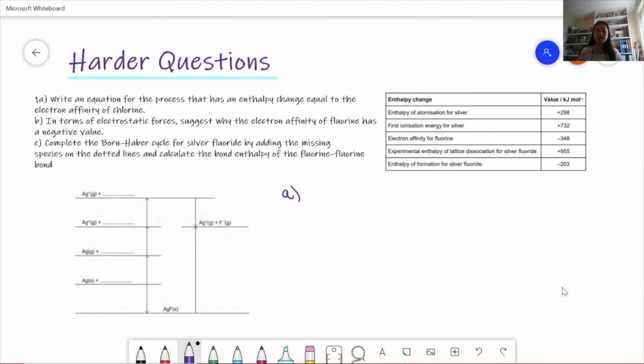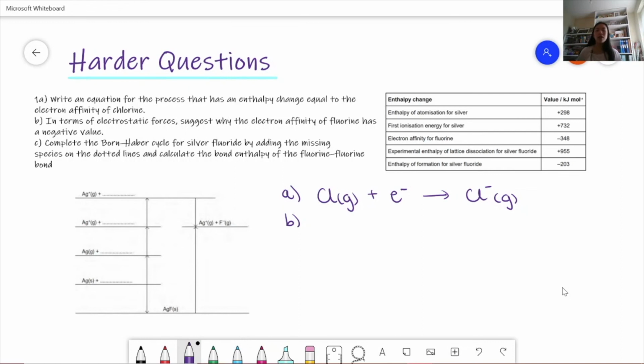And so what we're doing is we start off with 1 mole of chlorine gas, and then we add 1 electron, and we form 1 mole of Cl minus gas ions. And then for B, in terms of electrostatic forces, suggest why the electron affinity of fluorine has a negative value.